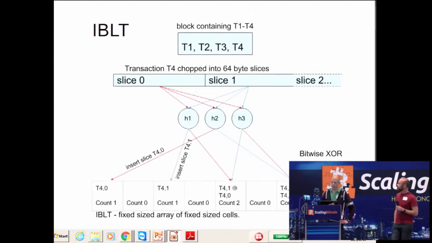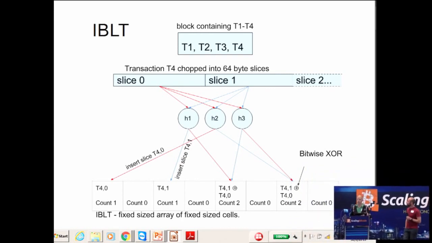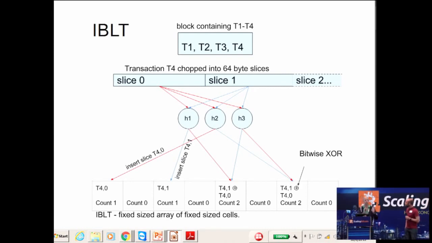I will briefly describe how IBLT works. You have this block that you want to propagate to a peer, and you take each of these transactions and you chop them up into slices of fixed size, and then you run each slice through a number of hash functions, and those hash functions will give you an index where to add the slice. Adding a slice will bitwise XOR it into the IBLT, so the IBLT will not grow when you add data to it.